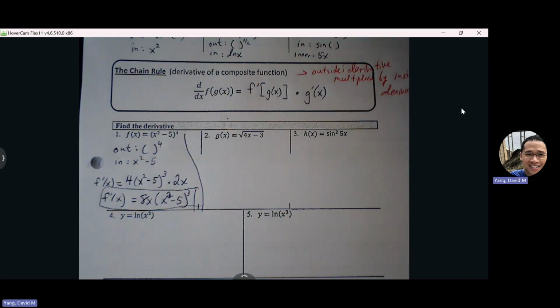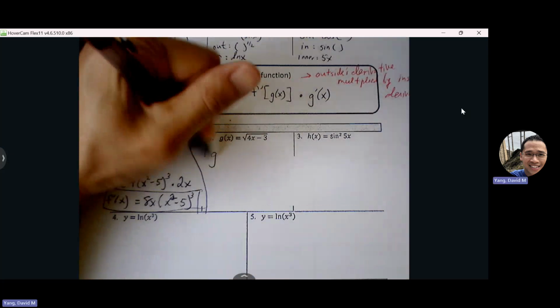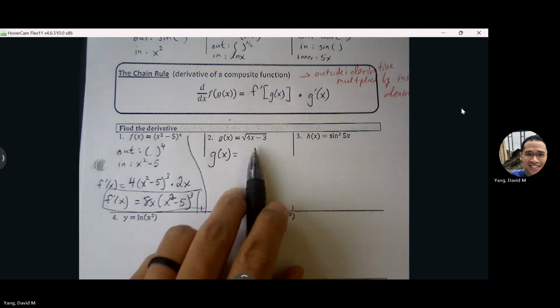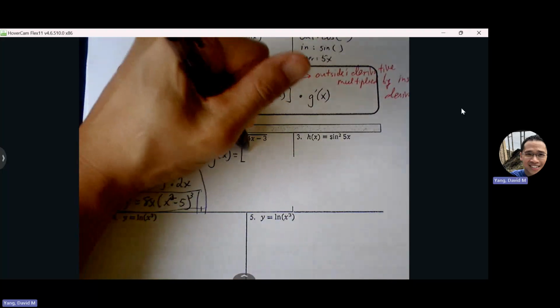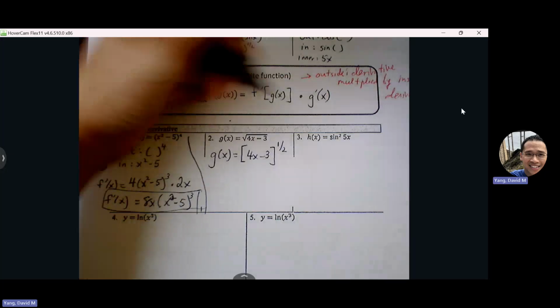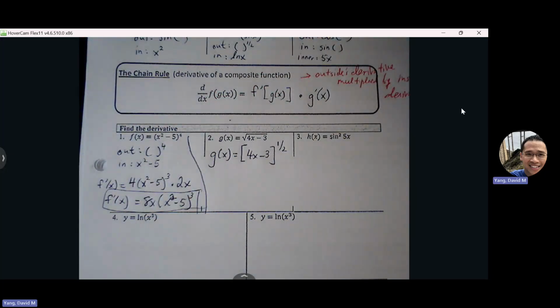Number 2, this we can also recognize as a function within a function. How can I rewrite this? Parentheses. Now, parentheses is the same as bracket. I sometimes have to use bracket just so I can separate things a little cleaner for myself, but there's no difference between bracket and parentheses. It's just a preference for me.